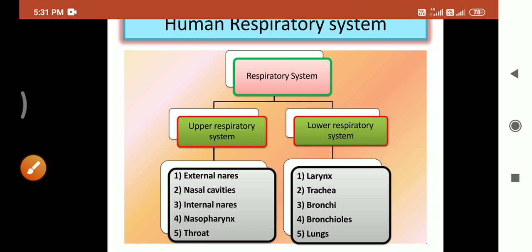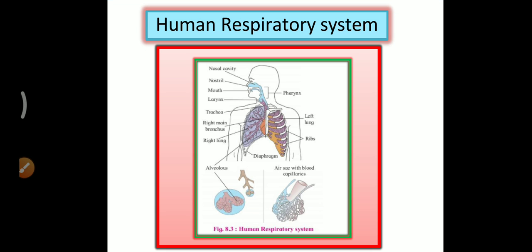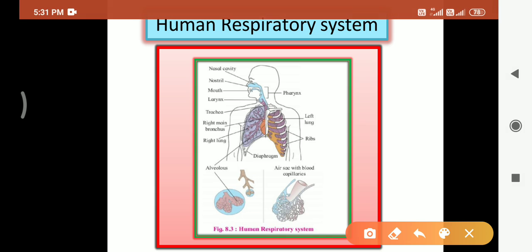So I hope in previous classes you learned about the human respiratory system. In this slide you can see the lower respiratory system and the upper respiratory system. Here the nasal cavity is present. You can see this is the nasal cavity, and the next one is the nostril, the opening of your nose. The next one is the mouth, which is also considered a digestive system part. Then that opens into the larynx, before that into the pharynx. Here the pharynx is present.